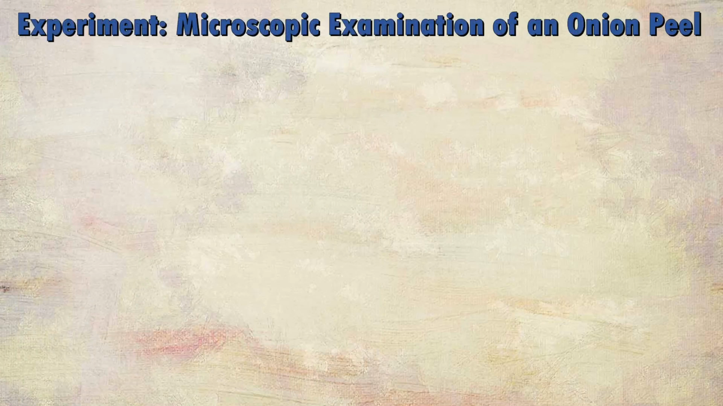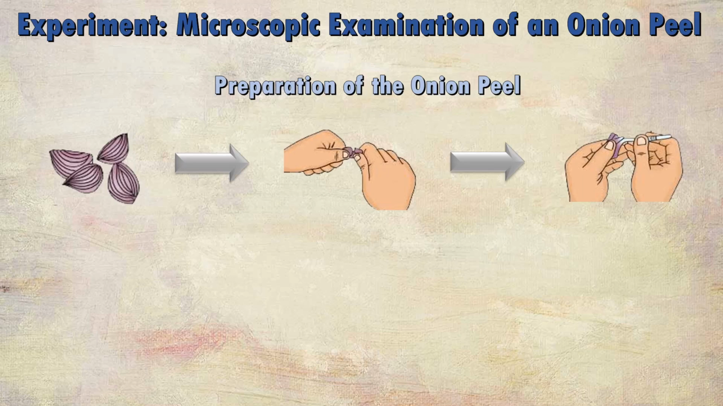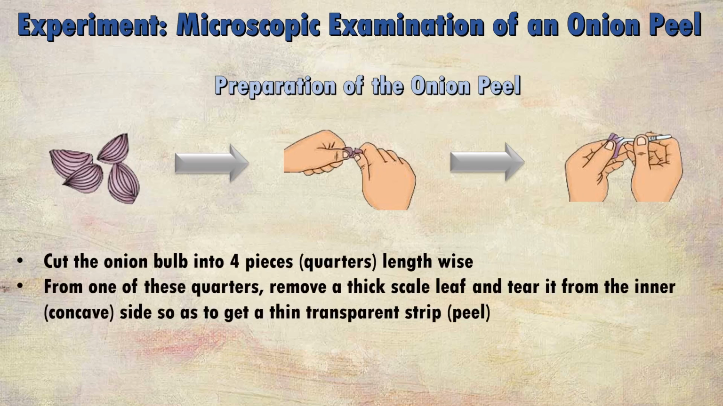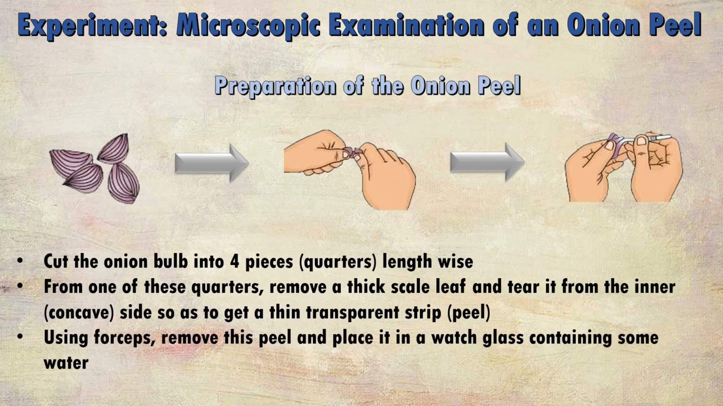Okay, so let's begin with the preparation of the onion peel. The steps are, first we will cut the onion bulb into 4 pieces or quarters lengthwise. We will then, from one of these quarters, remove a thick scale leaf and tear it from the inner concave side so as to get a thin transparent peel. Using forceps, we will remove this peel and place it in a watch glass containing some water.